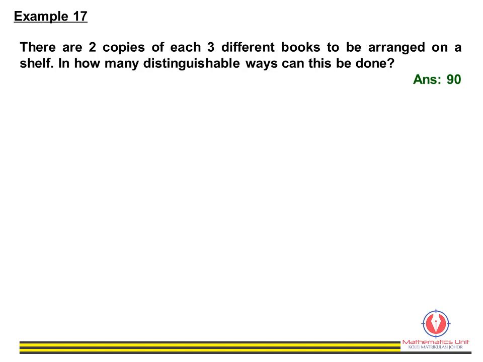Example 17. There are 2 copies of each of 3 different books to be arranged on a shelf. In how many distinguishable ways can this be done? Solution for example 17. The number of books is 6. So, n is equal to 6. There are 2 identical copies for each of the 3 different books. So the permutations of 6 books, with 2 copies of 3 different books, are 6 factorial divided by 2 factorial times 2 factorial times 2 factorial, equals 90.